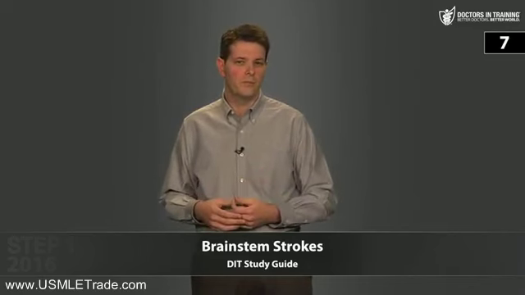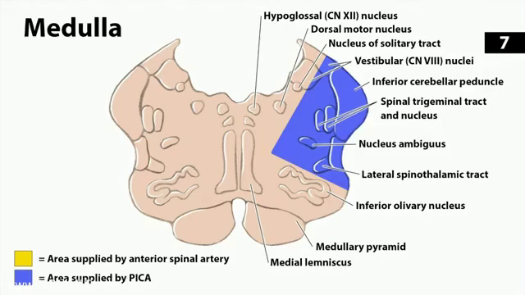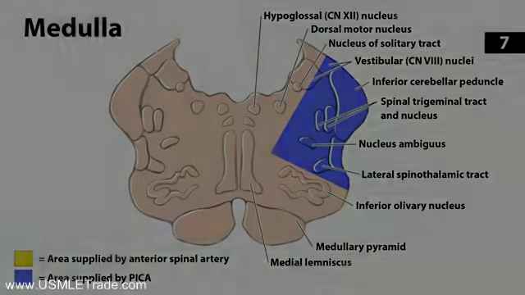And then number 7 asks, which vessel is most likely occluded in a patient with a stroke of the lateral medulla? So the lateral medulla is supplied by the PICA, the posterior inferior cerebellar artery. So you might also hear this called PICA syndrome sometimes. And if you look at all the structures there, you can see how it causes all these deficits.